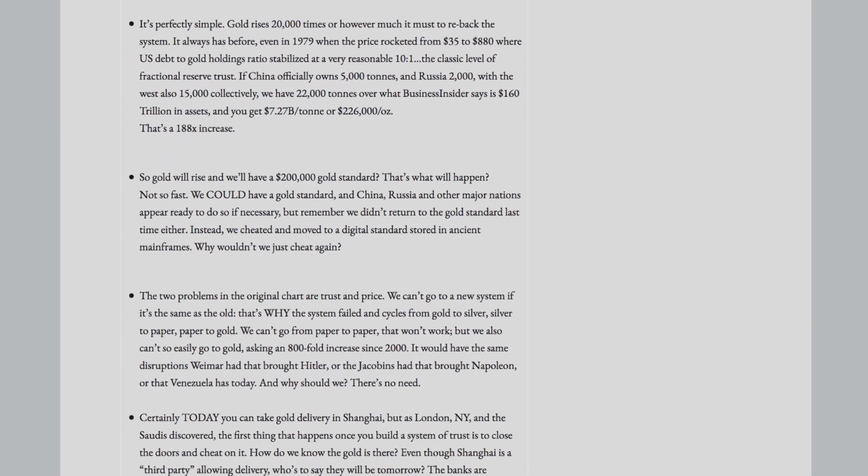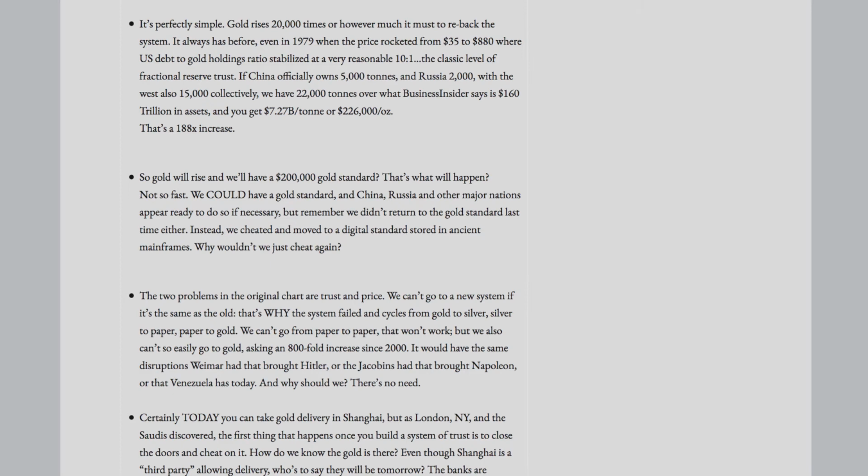It's perfectly simple. Gold rises 20,000 times, or however much it must, to reback the system. It always has before, even in 1979 when the price rocketed from $35 to $880, where the U.S. debt to gold holdings ratio stabilized at a very reasonable 10-to-1, the classic level of fractional reserve trust.